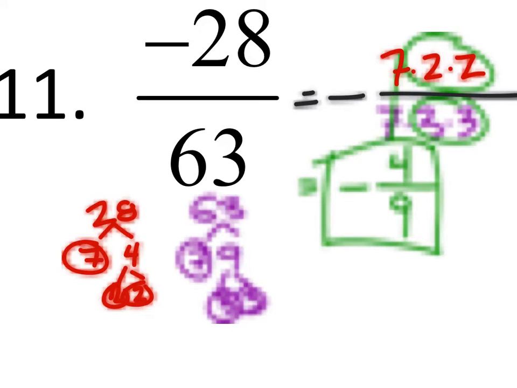Sorry, that looks like a Z. And then I got 63, which breaks up into 7 and 9. And then 9 breaks up into 3 and 3. So this ends up being 7 times 3 times 3. So what this means is that if I have a match in the numerator and denominator, I can cancel those out, because 7 divided by 7 is 1. So this ends up being negative 2 times 2 is 4, and 3 times 3 is 9.